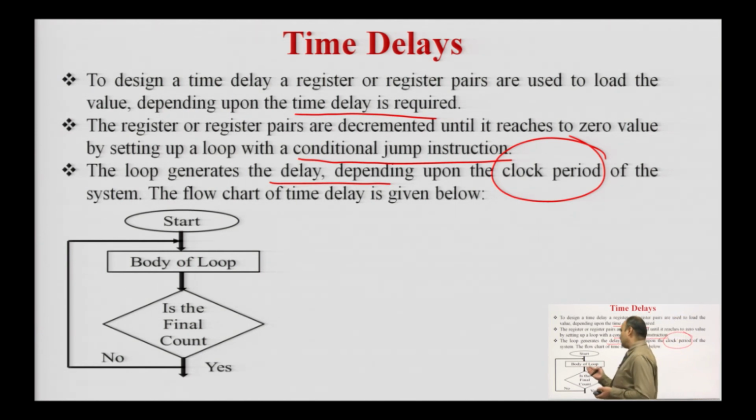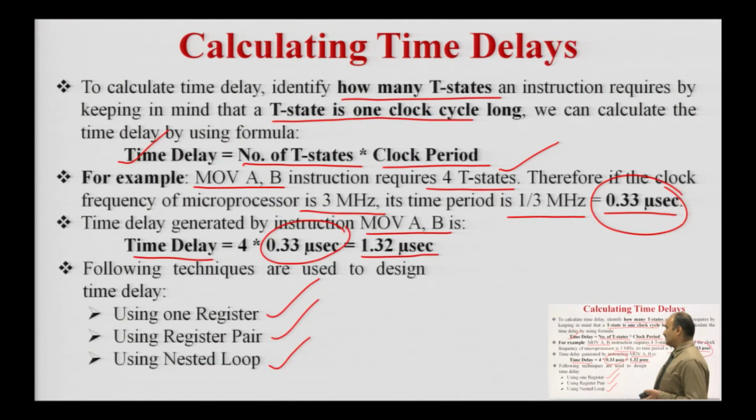This is the body of the loop. During the generation of time delay we initialize the register with a count value, keep on decrementing this count value, and check whether the counter reaches the final value or not. If it has not reached the final value, repeat the loop, and if it reaches the count value, come out from the loop. So, this is the flow chart of the time delay, and this is the example of the generation of time delay with the help of a register, register pair and nested loop.